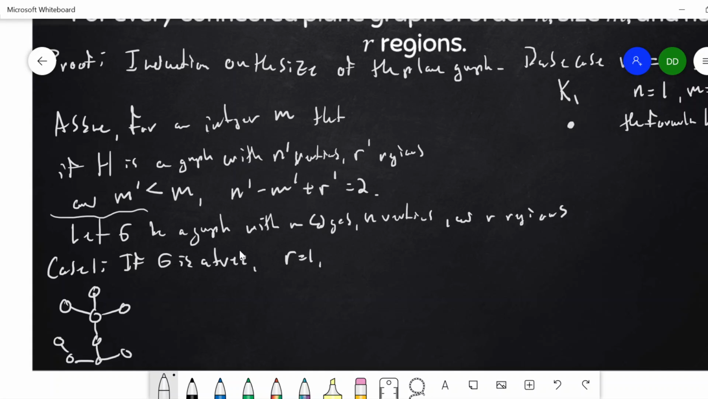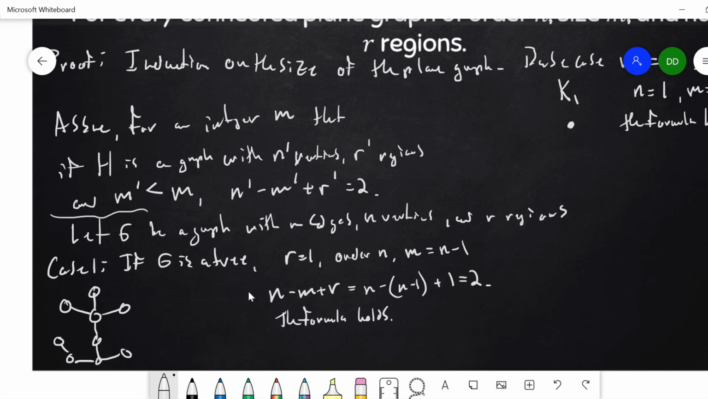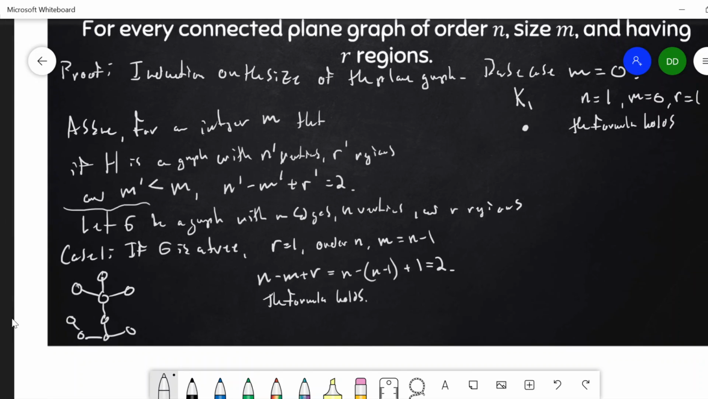I can't say I'm just doing this for any tree of size m, but I do know a relationship between n and m. Let's say the tree has order n, then its size m would be equal to n minus 1. We know it has one less edge than the order. And so n minus m plus r is n minus (n minus 1) plus 1. Well, that's 2. Cool. So when G is a tree, the formula holds. Notice I did not have to invoke the induction hypothesis there, but this helps with the next step because now I can assume G is not a tree.